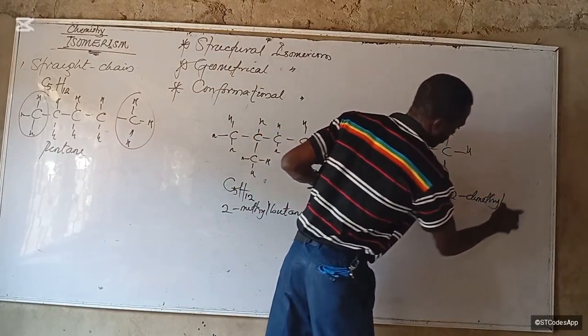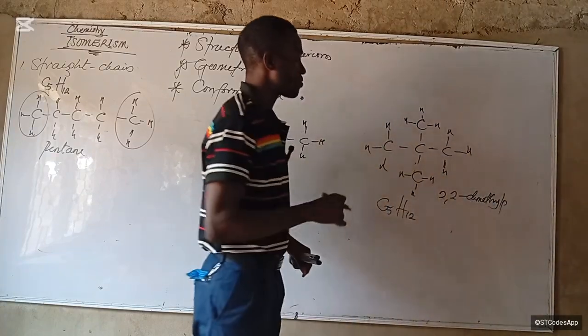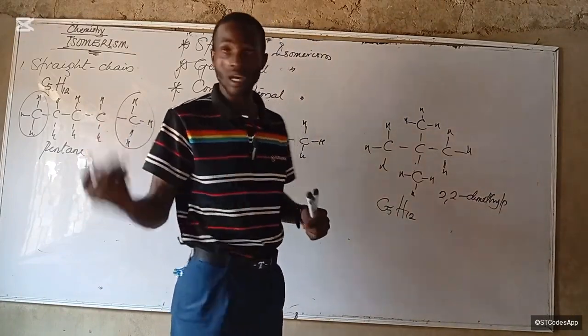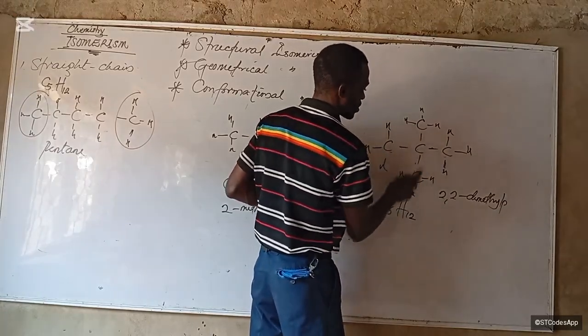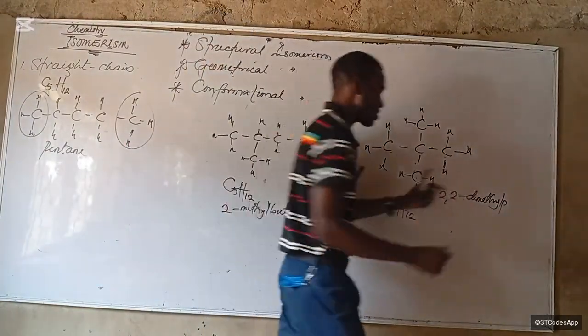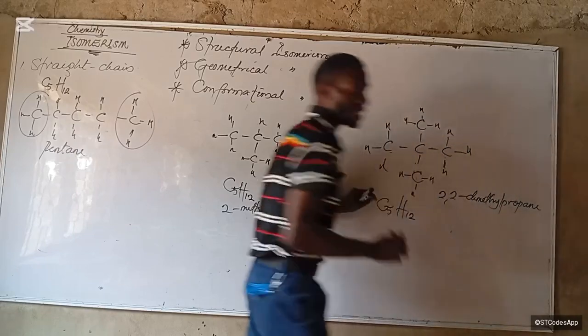2,2-dimethyl or dimethyl what? Propane. Propane, right? Let's see the longest possible chain. 1, 2, 3. 1, 2, 3. 1, 2, 3. So there's no way we can get 4. Do you get it? So it's 2,2-dimethyl propane. Is that clear?